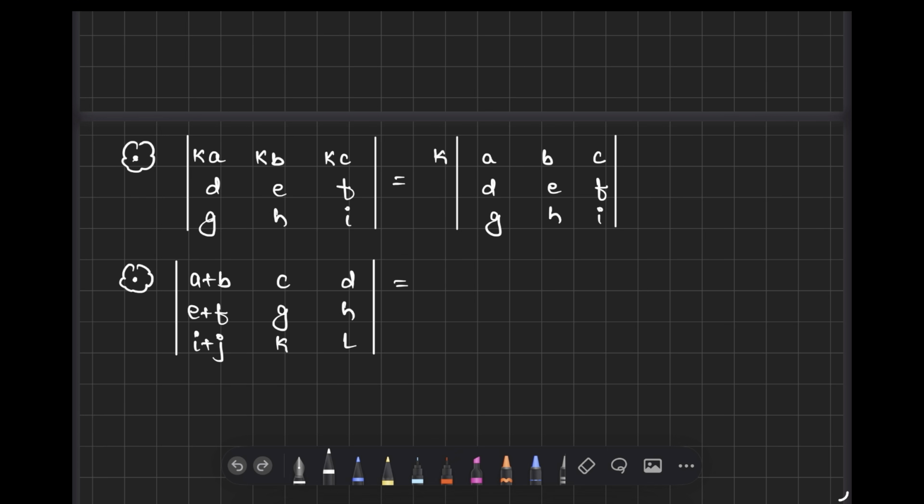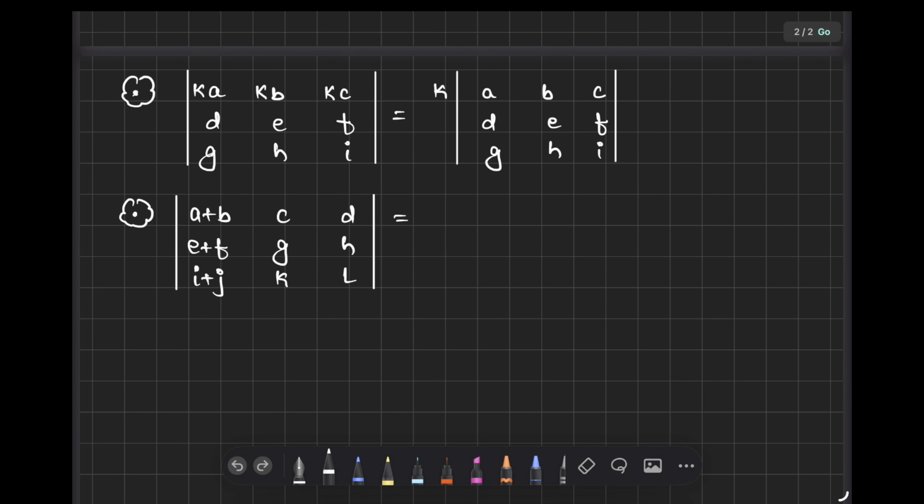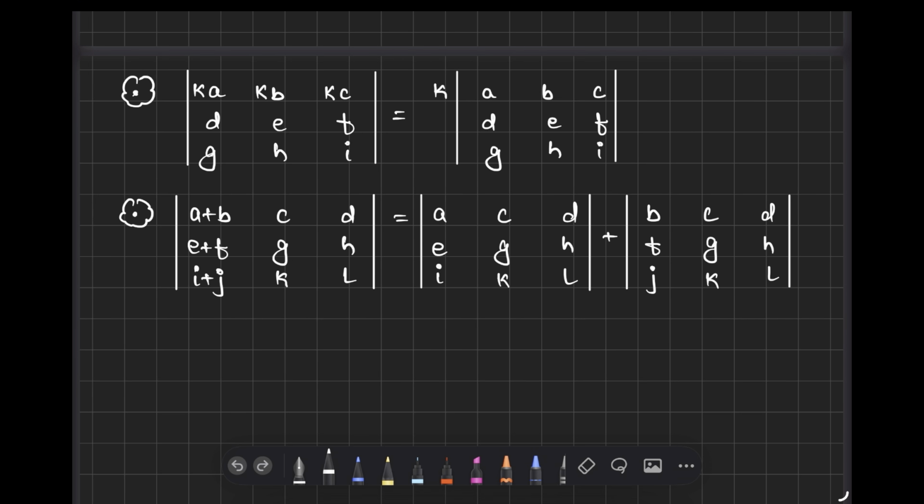Now suppose you have this determinant and you have to calculate it. What you can do is break down this single determinant into two simpler determinants, according to your choice. Look at this, column number 2 and column number 3 are exactly the same. I just split column number 1.